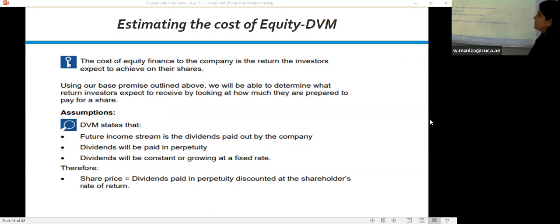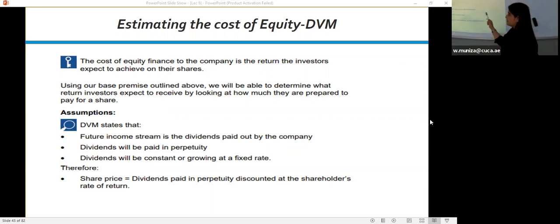Assumptions. DVM states that the future income stream is the dividend paid out by the company. Dividends will be paid in perpetuity. Dividends are never going to be stopped. Dividends will be constant or growing at a fixed rate. So we are going to assume two things in the dividend valuation model. One thing is that dividends are constant. The other thing is that even if they are growing, they are going to grow at a constant rate. So in the exam situation also, you will be required to calculate dividend without growth or dividend with constant growth.